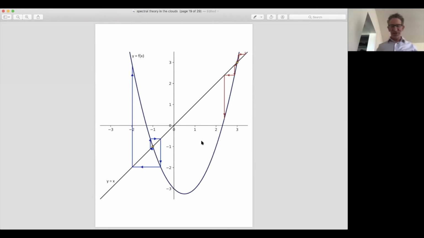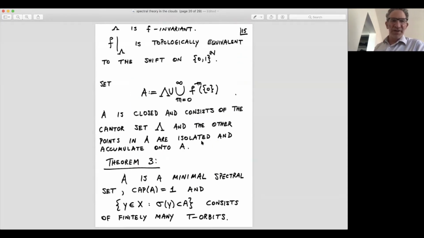And the fact that it's a shift and complicated is used in our proof. All right, so we have this topology, this set lambda, which is contained in [-3, 3]. And if you restrict f to lambda, I just said that it's equivalent to a shift on the symbols {0, 1} to the integers. It turns out that the inverse image of 0, which is what's in the formula for the new eigenvalues from the old eigenvalues, this set of points will accumulate on lambda.